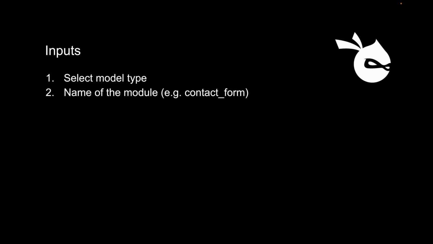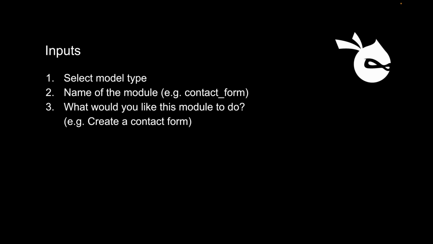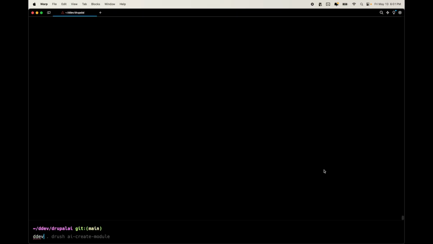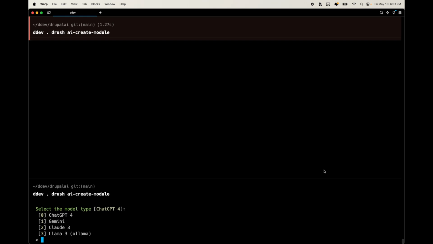Now let's look at the command line inputs. Again, it's easy. We select the model, we give it a module name, and then we give it some instructions on what we want the module to do. Then after that, you get the option to enable the module. Okay, first up, we are going to try ChatGPT.